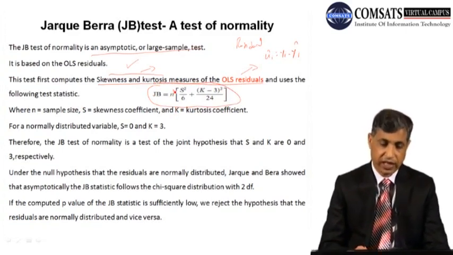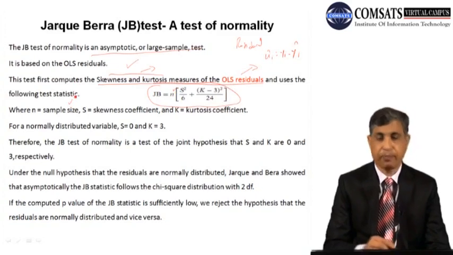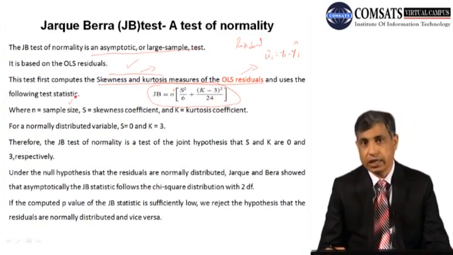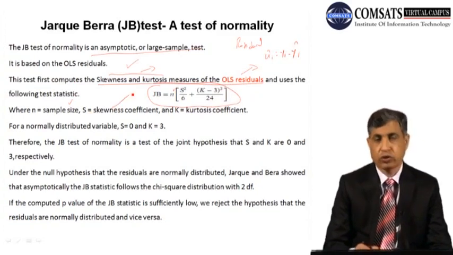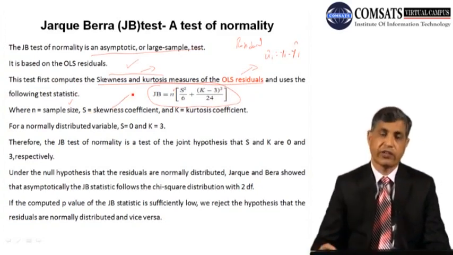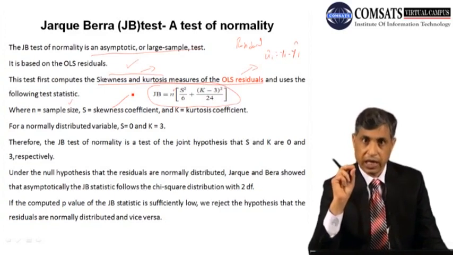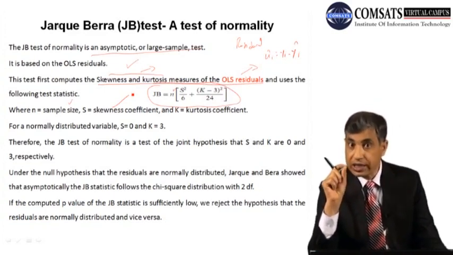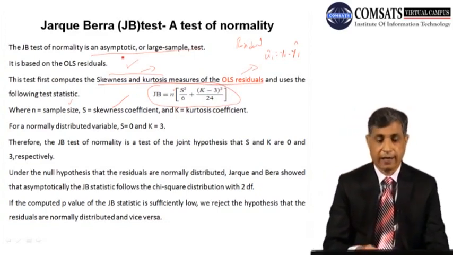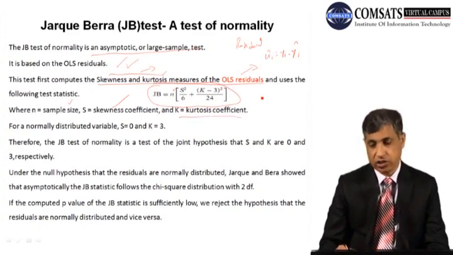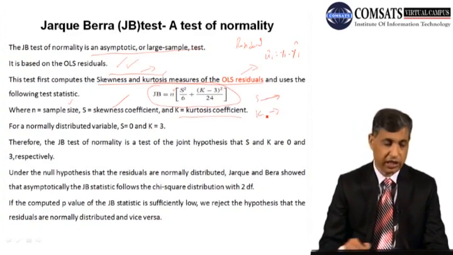If you look at this, n is simply the sample size. If there are 80 observations, n is equal to 80. S is the skewness coefficient, as you have calculated from there. What will be the value of the skewness of the residual term? This test will first calculate the skewness and the kurtosis, and K is kurtosis. So S shows skewness and K shows kurtosis.